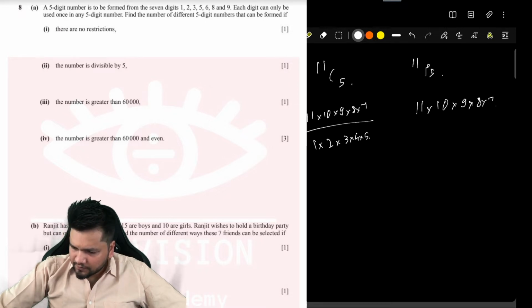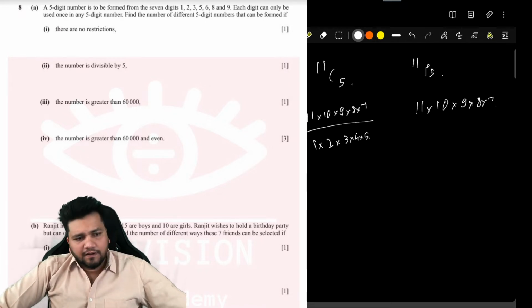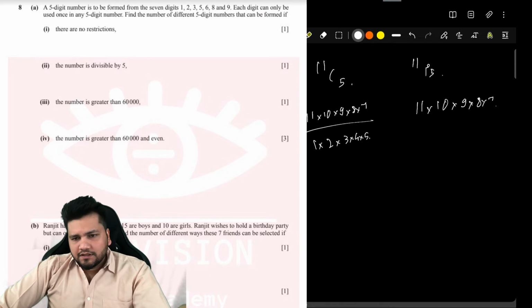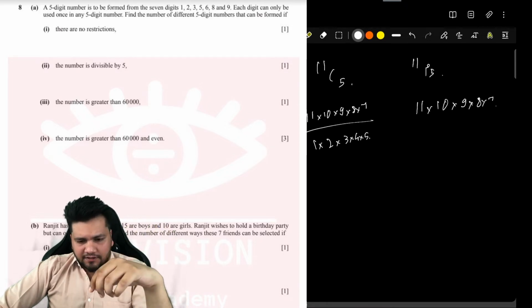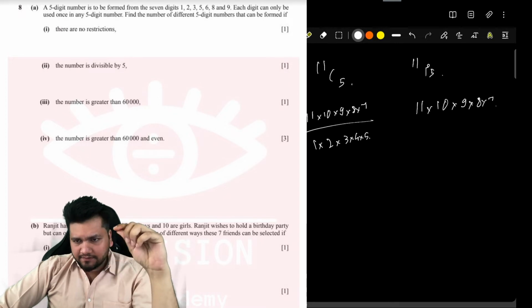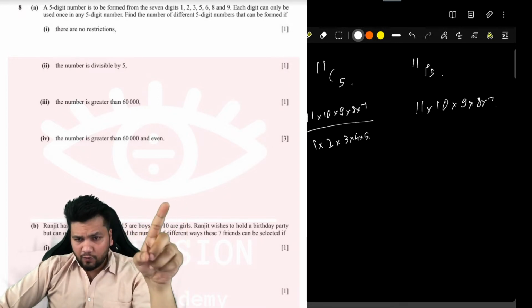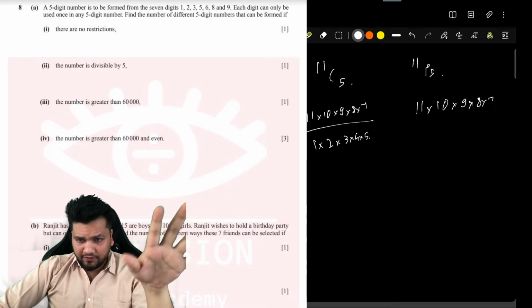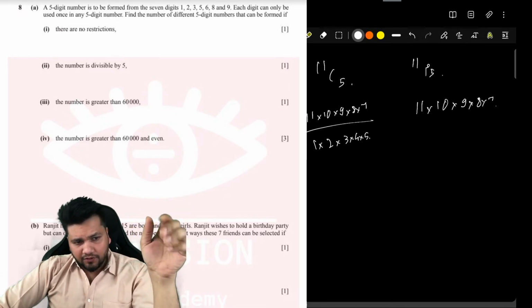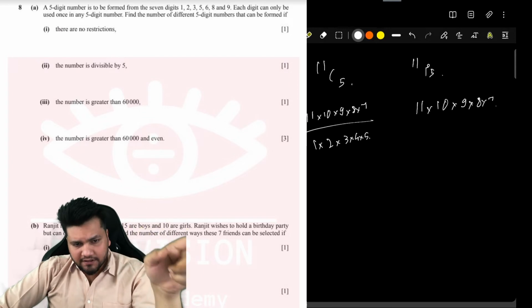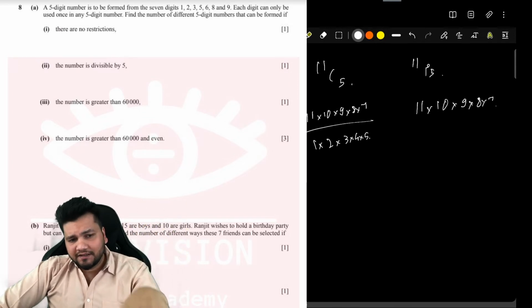Okay, now see, what kind of questions will they ask? A 5-digit number is to be formed from 1 2 3 4 5 6 7 8 9. I have given this question in the assignment as well. Each digit can only be used once in any 5-digit number. Find the number of different 5-digit numbers that can be formed: with no restriction, divisible by 5, greater than 60,000, and greater than 60,000 and even.